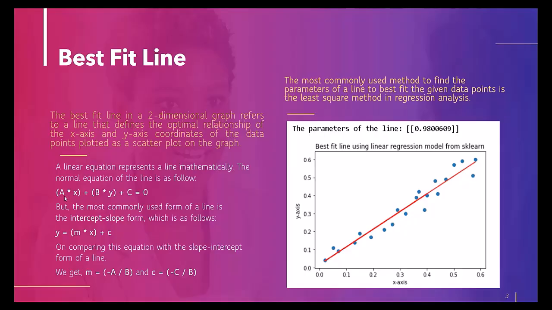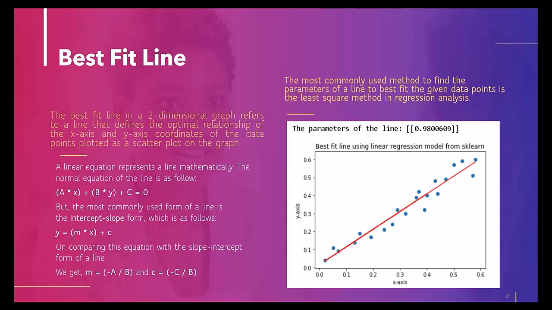So now we will discuss how we represent the linear equation mathematically. So here I write the equation a into x plus b into y plus c equals to 0. Here x and y are the variables that represent the x-axis and the y-axis value of the data point. A and b are the coefficients of the variables x and y, and c is the constant. So collectively these parameters of a line decide which line shape and position on the graph is plotted.